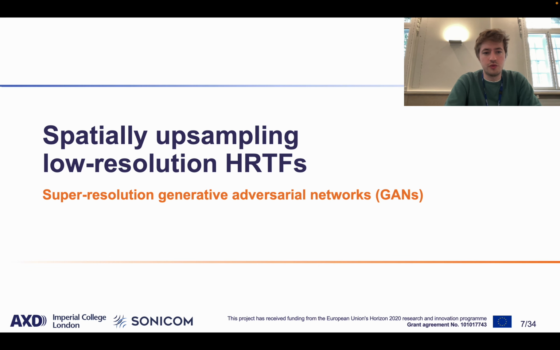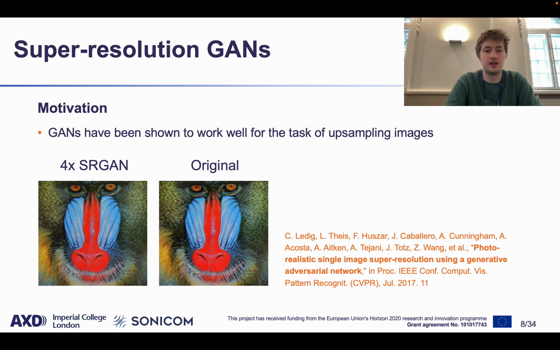So to start with, how do we actually do spatial upsampling of HRTFs? Well, we at Imperial use a particular approach that exploits super resolution GANs. Now, super resolution GANs have been shown to work well with images. You can see two images here. One's the original, and one's been downsampled by 4 and then upsampled. And you can see they look almost identical.